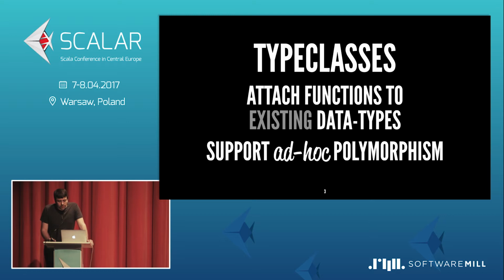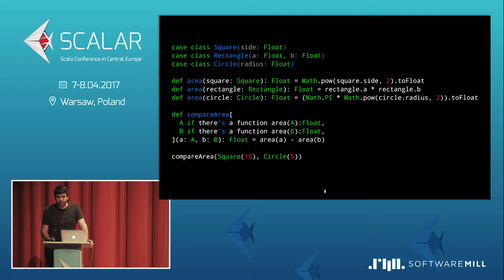So what are type classes? They're a way to attach functions to existing data types, or in other words, support ad hoc polymorphism. What does it mean? Let's look at this small example. We have 3 case classes. They're shapes. We want to, for example, compute their area.